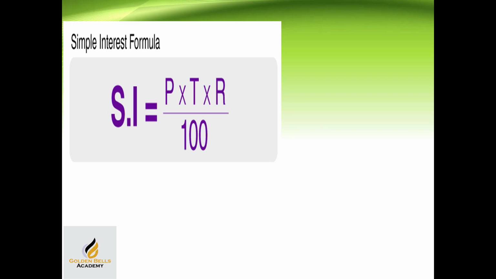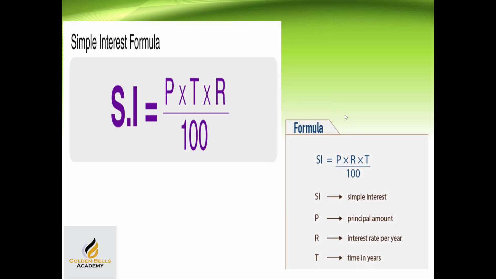What is the formula? Now we are getting there. The formula is simple interest equals principal times time times rate divided by 100. Don't forget that when we are dealing with percentage, we are dealing with 100. SI simply means simple interest. P means principal amount. R means interest rate per year, while T stands for time in years. Don't forget this formula. SI equals principal times rate times time divided by 100, or you can also say principal times time times rate divided by 100.